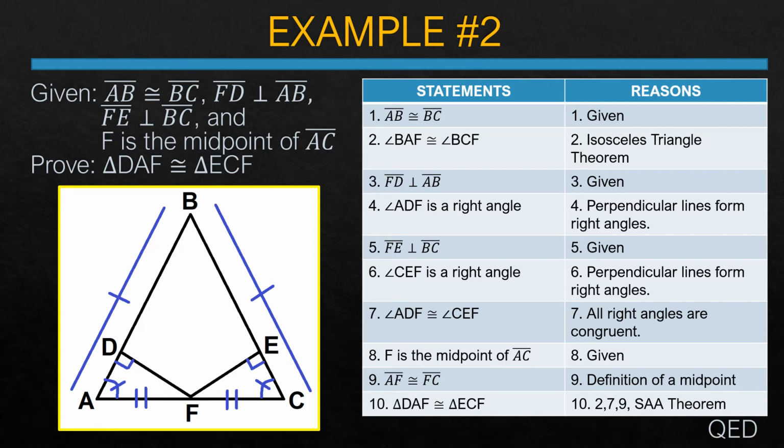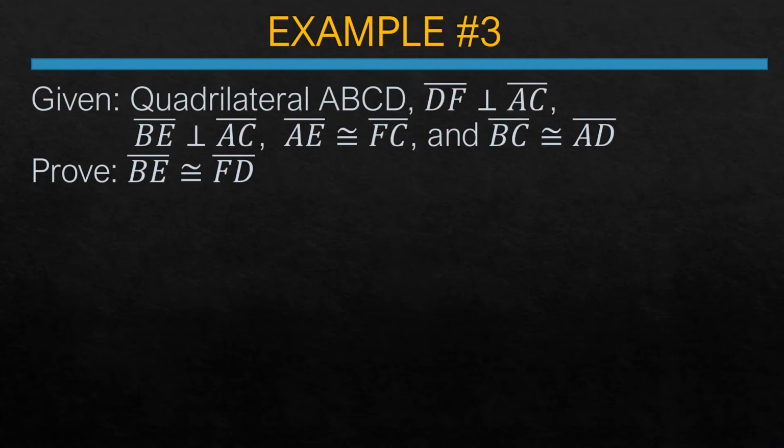Example number 3. You are given quadrilateral ABCD, line segment DF perpendicular to line segment AC. Line segments BC and AC are also perpendicular. Line segments AE and FC are congruent. And line segments BC and AD are congruent. Prove that line segments BE and FD are congruent.